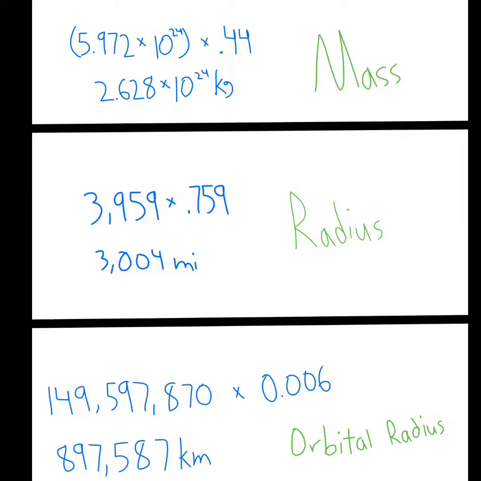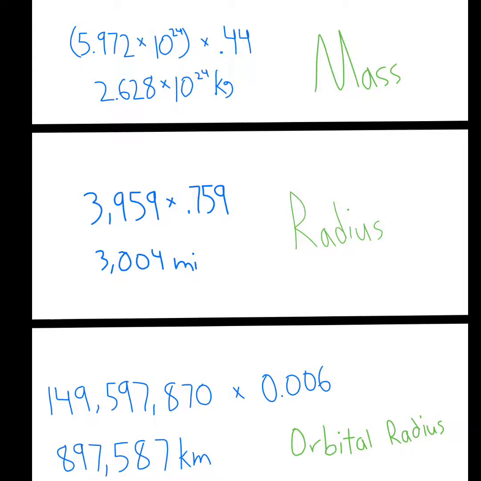The radius of KOI 55 is 0.759 of the Earth. So I multiplied 0.759 by Earth's radius, which is 3,959 miles, which turns out to be 3,004 miles.